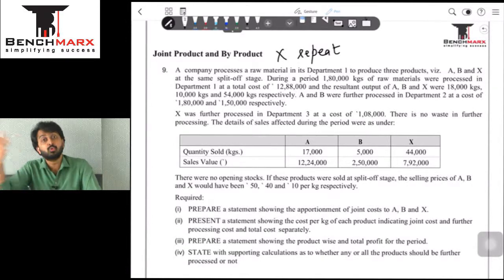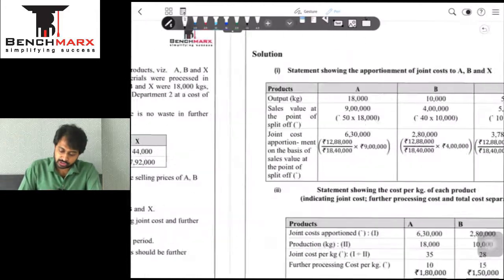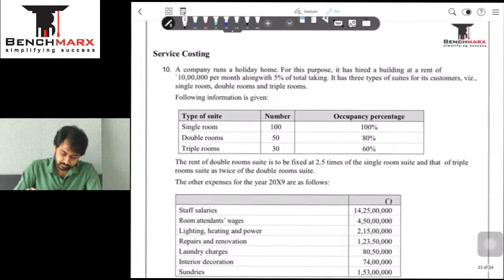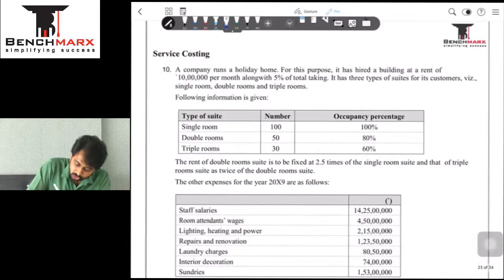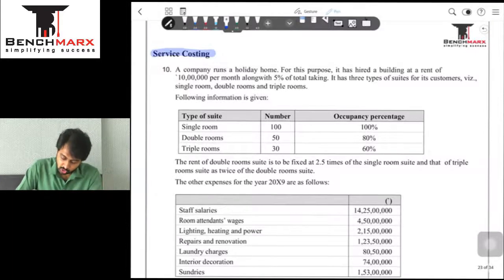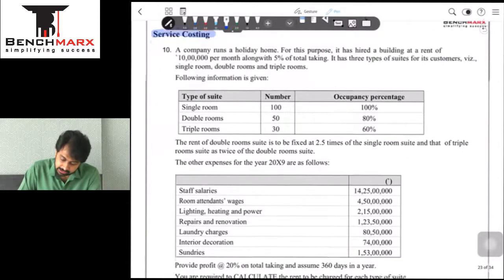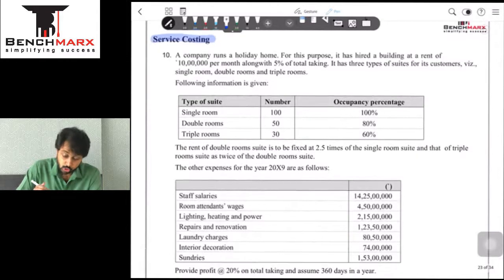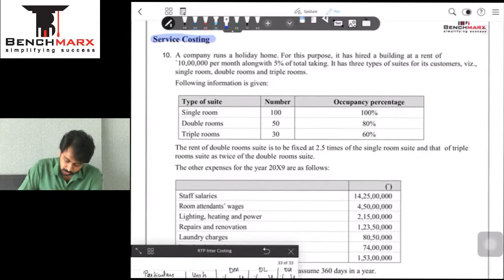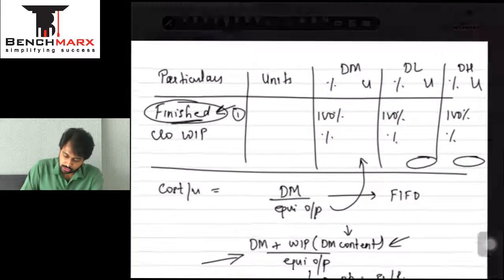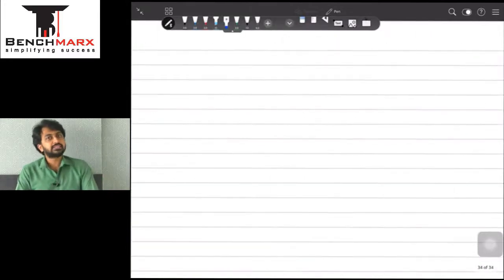So we will move to the next question, that is question number 10. Question number 10 I can see is on the concepts of service costing. उसके अंदर भी I can see it is probably a holiday home or a hotel. ठीक है, तो अपन इस कॉन्सेप्ट के ऊपर सम सॉल्व करेंगे. So let us have a small intro of what this sum is about.